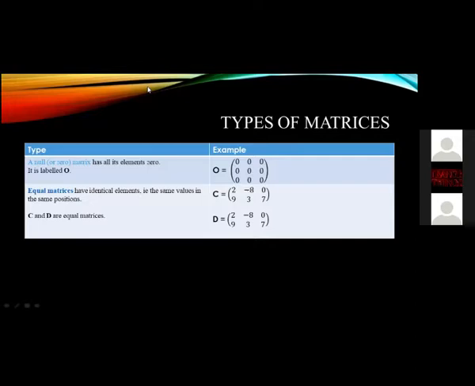A null or zero matrix has all its elements zero. It is labeled O. Equal matrices have identical elements with the same values in the same positions. C and D are equal matrices.